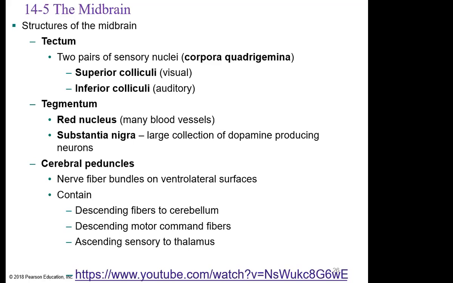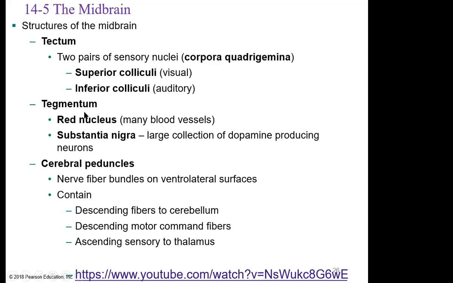So the sensory nuclei, the corpora quadrigemina, are for you to turn and look if you see something in your periphery or if you hear something that is not within your visual field. It is that protective nature of what is happening around me. Do I need to run and flee? Okay, that's what the corpora quadrigemina is for.